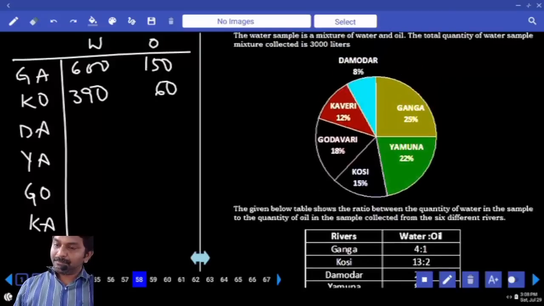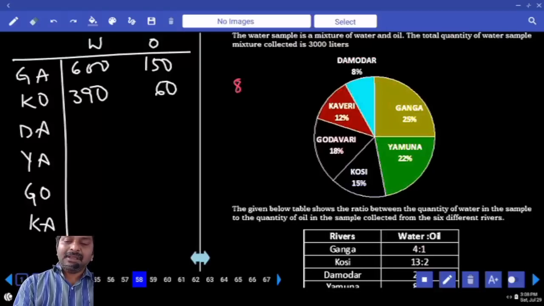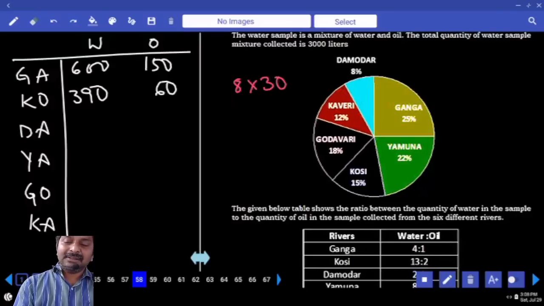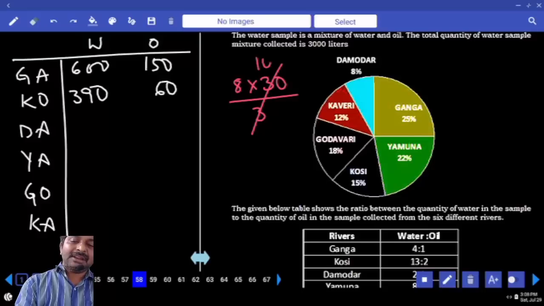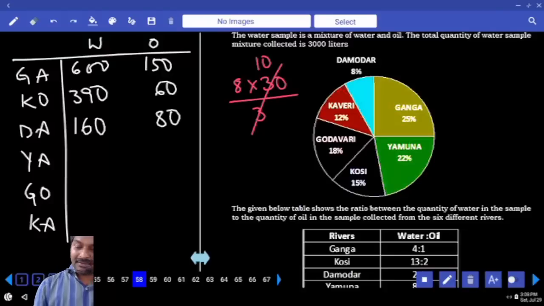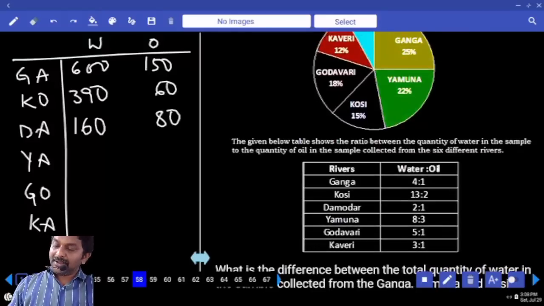Damodar is 8%, right? Any parts? Can you divide 8 into 3 parts? So let's convert into numbers. 1% value is 30 and that is divided into 3 parts. 3 10 times. That means 1 part value is 80. That is divided in the ratio 2:1. 160, 80. Follow. Next, Yamuna.